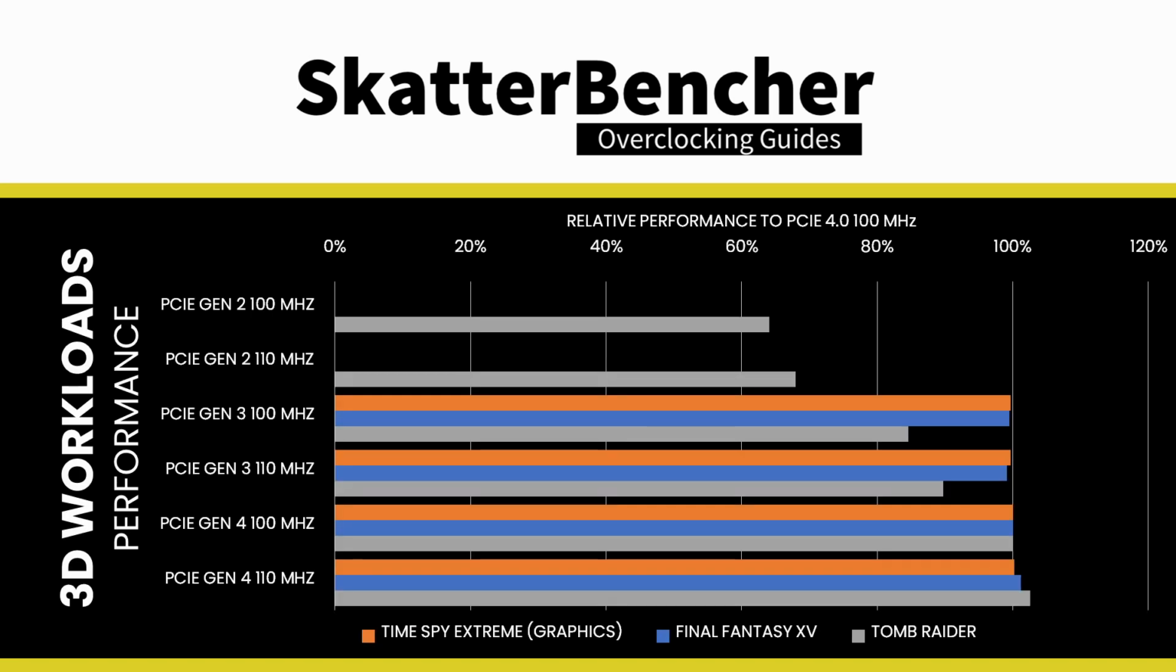When checking two synthetic 3D benchmarks, Time Spy Extreme and Final Fantasy XV, there's no performance difference between Gen 3 and Gen 4. However, in a real game benchmark such as Shadow of the Tomb Raider, we find a performance uplift of 18% going from Gen 3 to Gen 4, and a performance increase between 3% and 6% when increasing the PCIe frequency to 110 MHz. There are quite some issues related to running a high PCIe frequency, so for the rest of this guide, I will just stick to 100 MHz PCIe frequency.